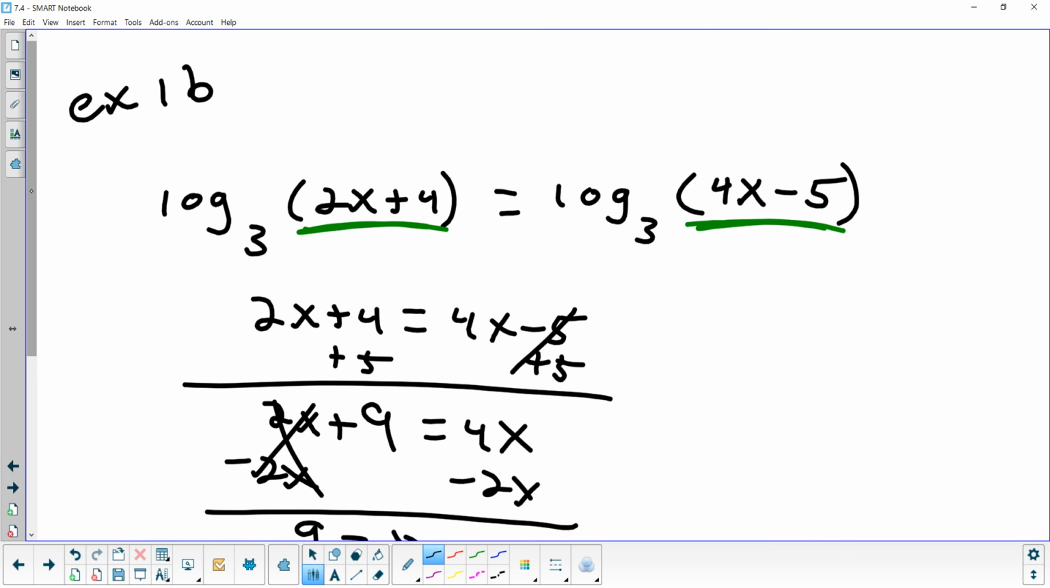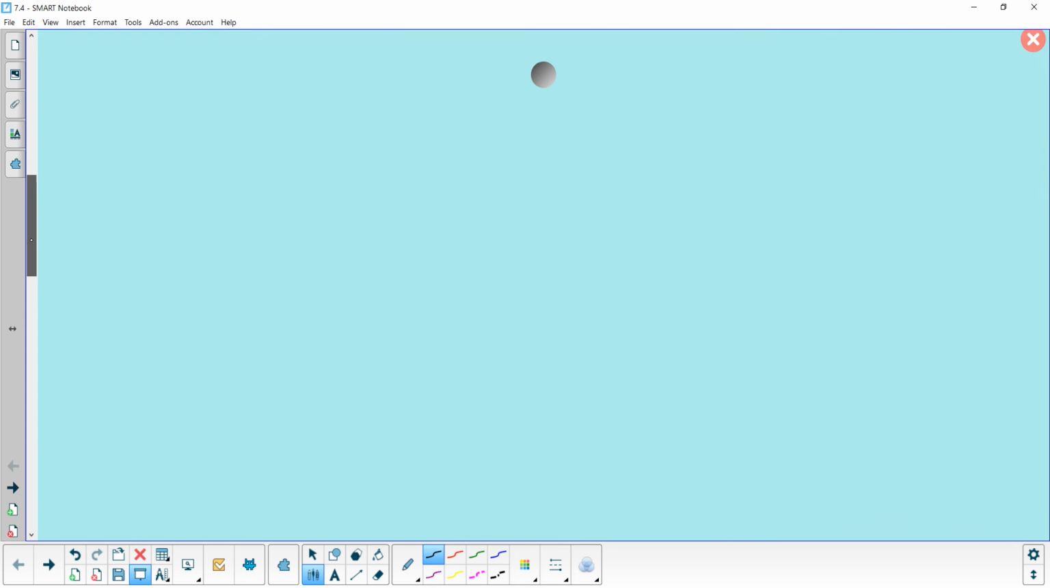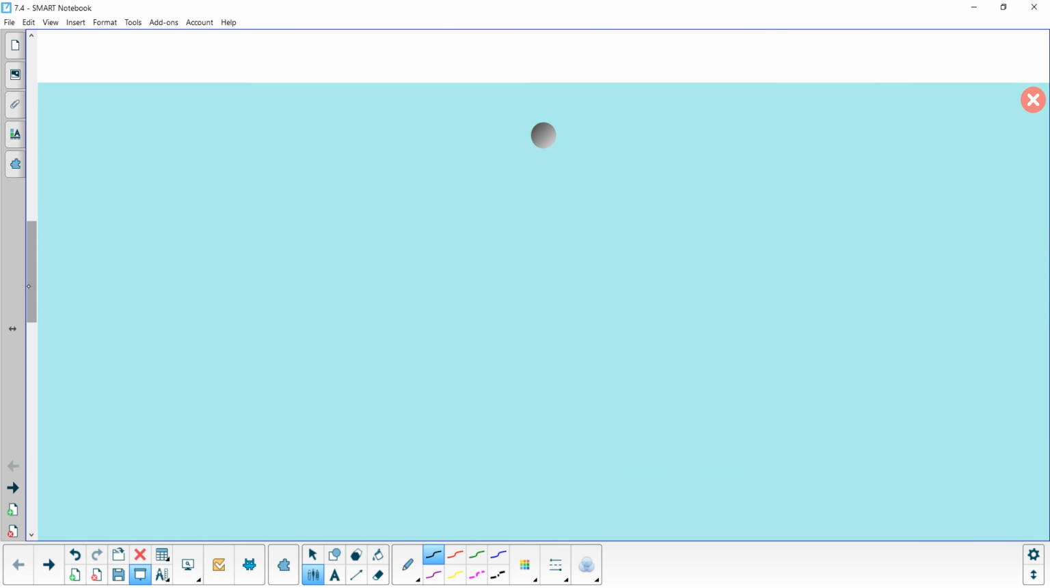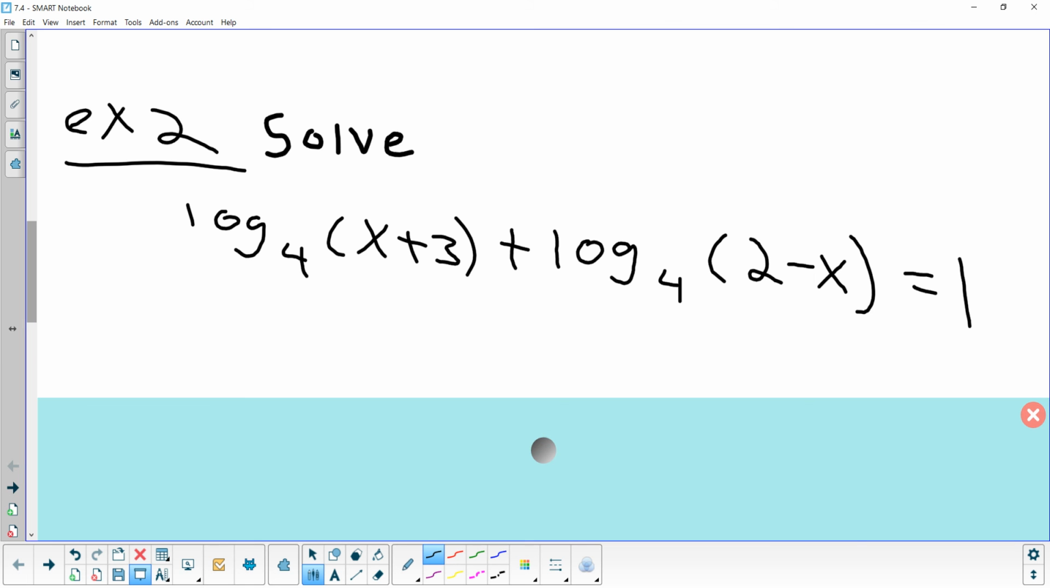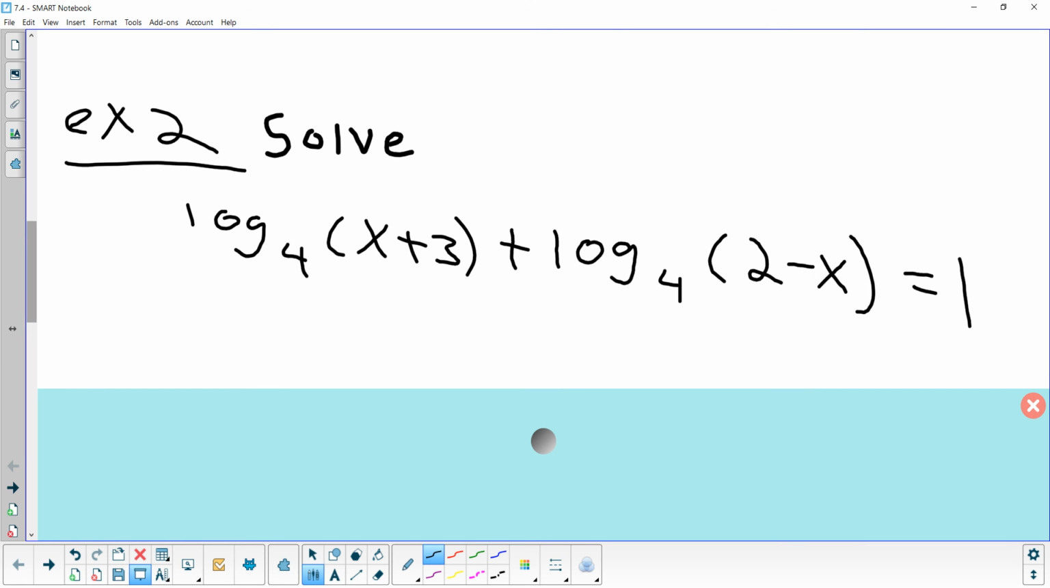Any questions on that type? All right, that's where the bases already match, and we just have to make the arguments match. All right, so we got that one. Let's try this one.